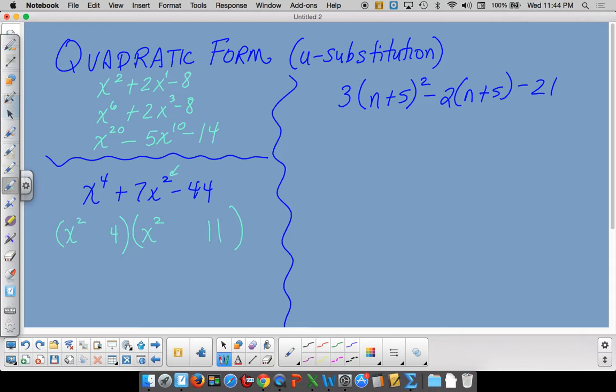And you need to check, can I get outers and inners to make a positive 7? Well, this is 4x squared. Outers are an 11x squared. And I believe 11 minus 4 is 7. So if I had a positive 11 and a negative 4, I could make this happen.